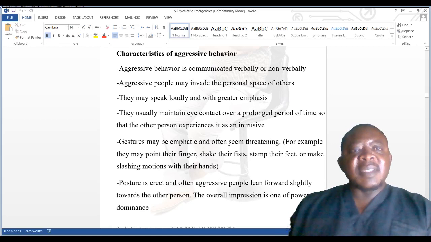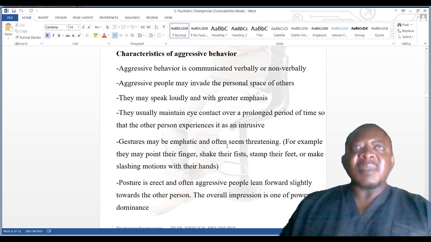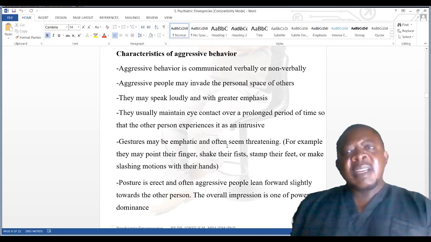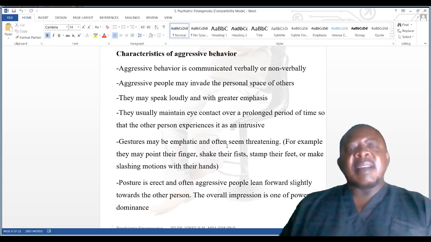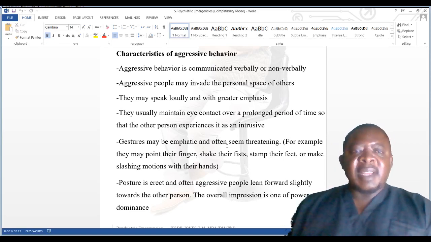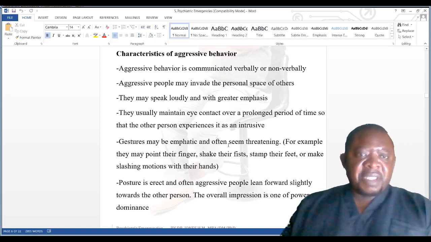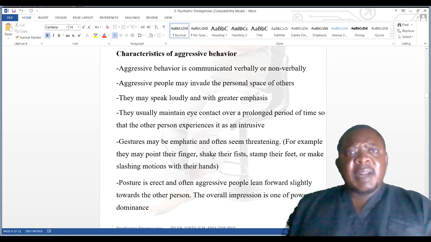Banging around the table with their fists, or if they are talking to you, it's like they want to poke your face with a finger. They'll be stamping on the ground as they are speaking to you. All those are some of the gestures portrayed by an aggressor, or those are aggressive behaviors.